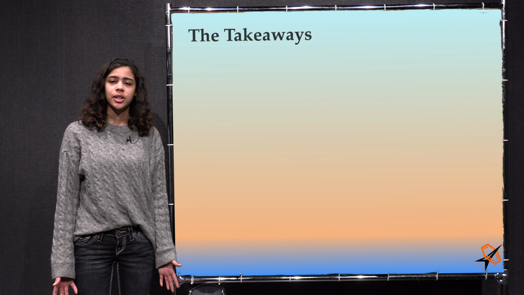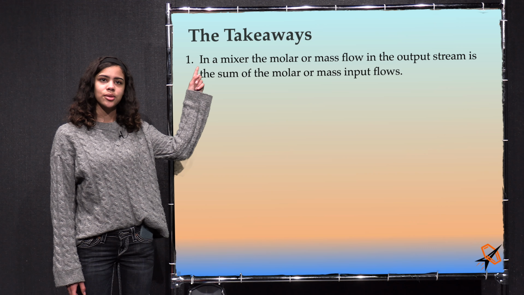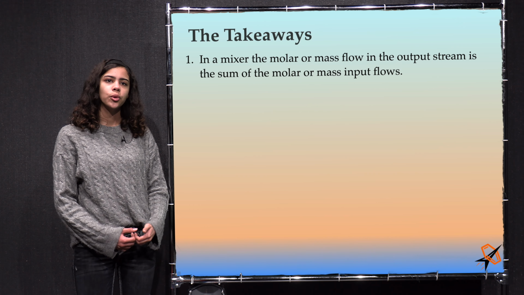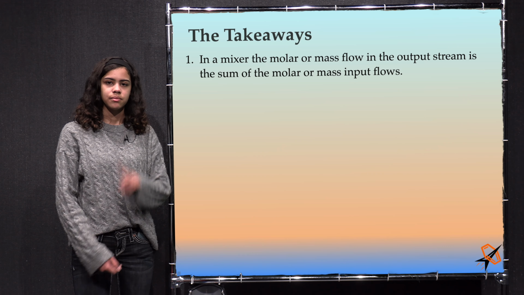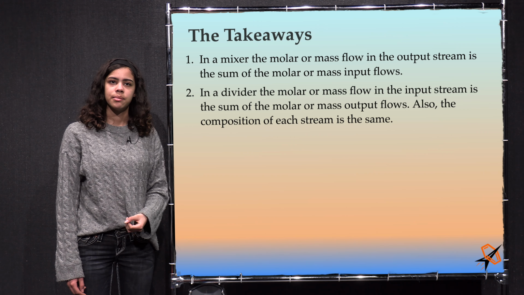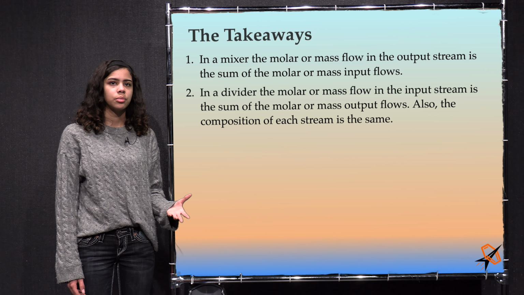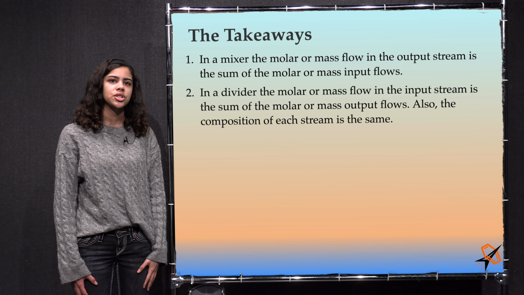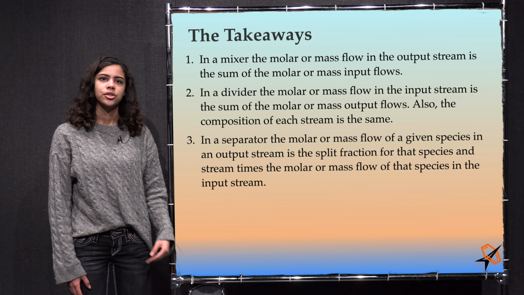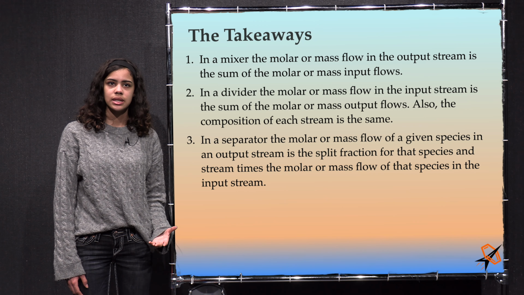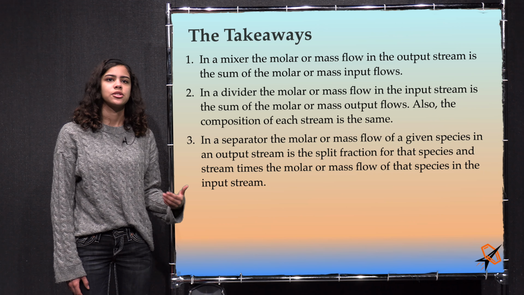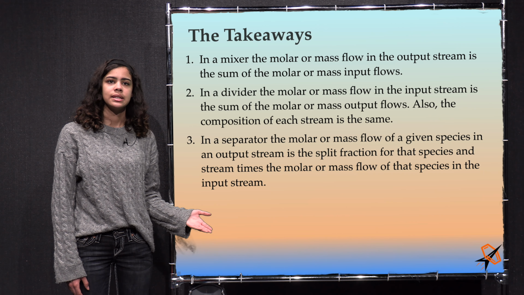The takeaways from this video are: 1. In a mixer, the molar or mass flow in the output stream is the sum of the molar or mass input flows. 2. In a divider, the molar or mass flow in the input stream is the sum of the molar or mass output flows. Also, the composition of each stream is the same. And 3. In a separator, the molar or mass flow of a given species in an output stream is the split fraction for that species and stream times the molar or mass flow of that species in the input stream.